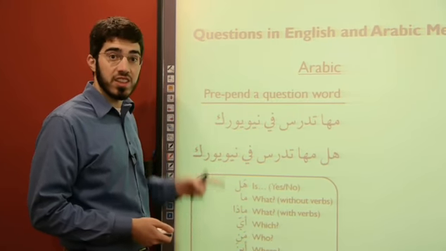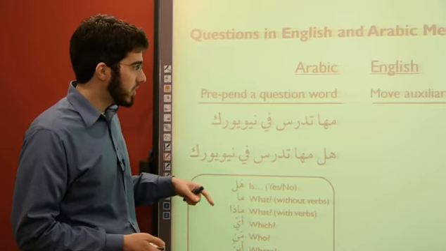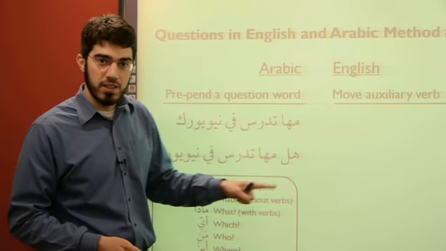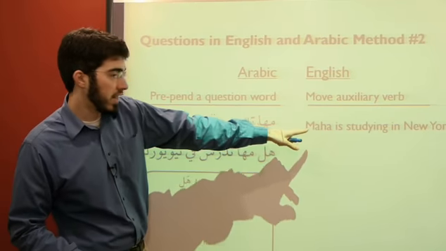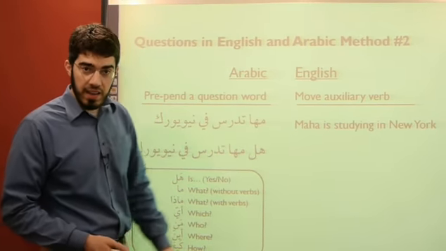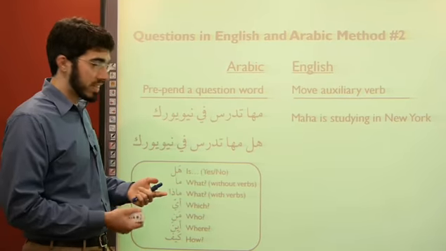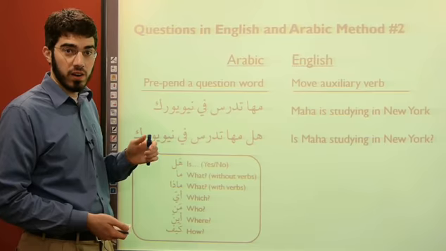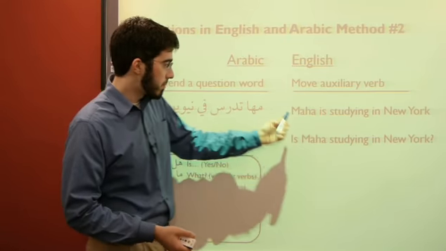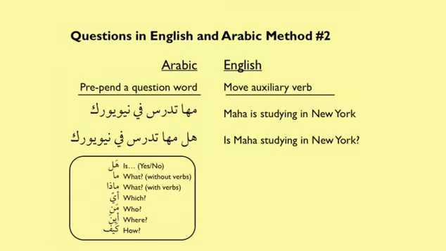Let's contrast this with English. English is different. In English, I'm going to move my auxiliary verb. That's that word like is or are or am. So for example, the same sentence in English, Maha is studying in New York. If I wanted to ask if she's doing that, what do I say? Notice what I do. I say, is Maha studying in New York? And I swap the word order, right? This says Maha is. That says is Maha. So I changed it around.